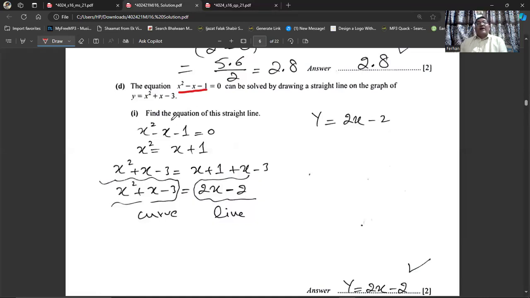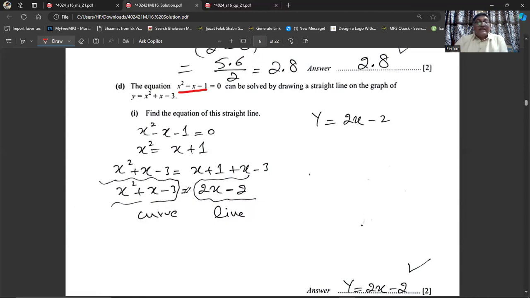So what I will do, on the left side I will try to make that expression whose main graph I have already drawn. So it is x squared minus x minus 1. The main expression is x squared plus x minus 3. So I will take this minus x and minus 1 to the other side, because I want plus x and minus 3 on this side. So I have added plus x minus 3 on this side and plus x minus 3 on the other side.